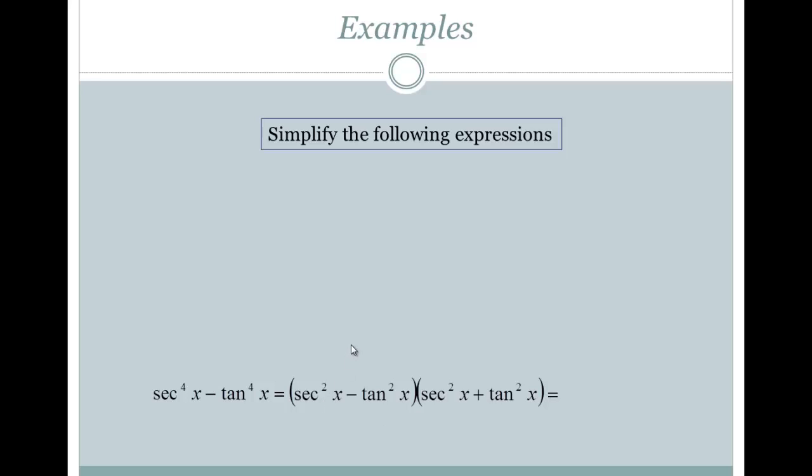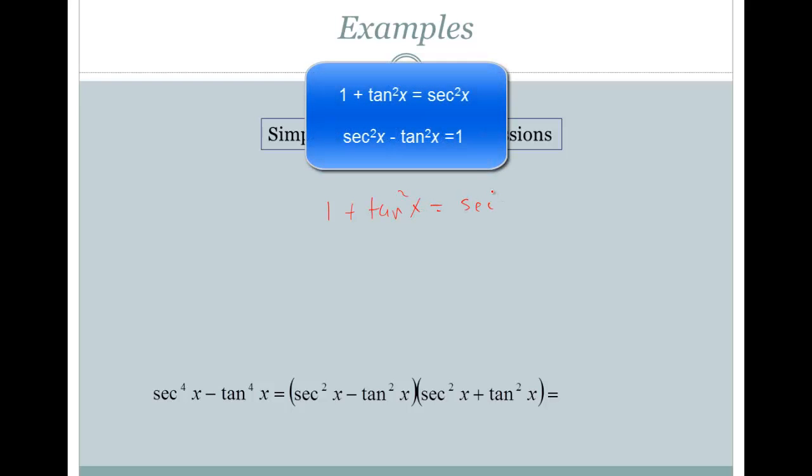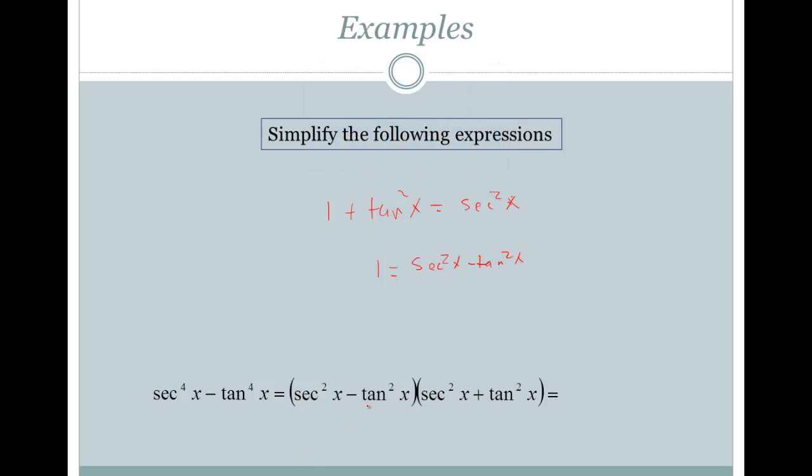Let's look at one of our Pythagorean identities. Let me show you that one. I have 1 plus tangent squared of x is equal to secant squared of x. Well, I have secant squared x minus tan squared x, so if I bring the tan squared x over, we get 1 equals secant squared of x minus tan squared of x. So I can simplify this statement down to 1 right there, like that. And I get secant squared x plus tan squared x.